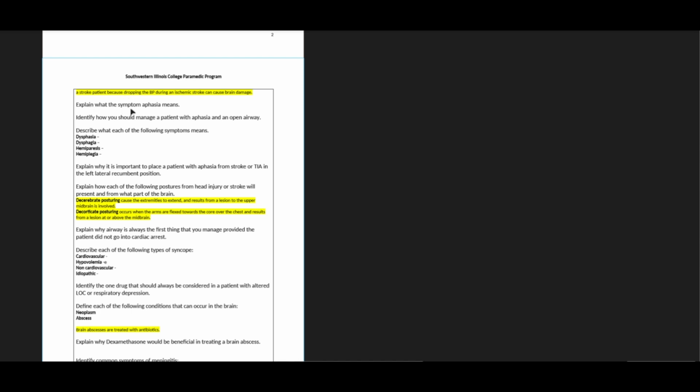Explain what the symptom aphasia means. This is lack of speech. The prefix a means lack of, like you think of asystole, there is no systole.